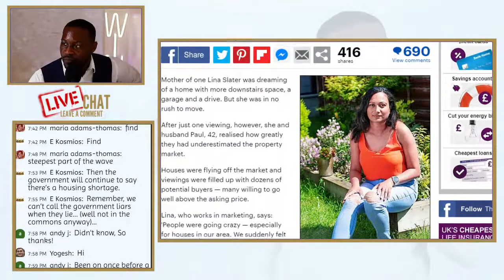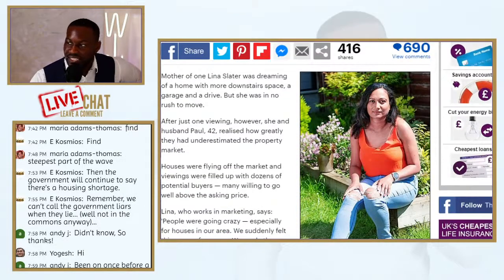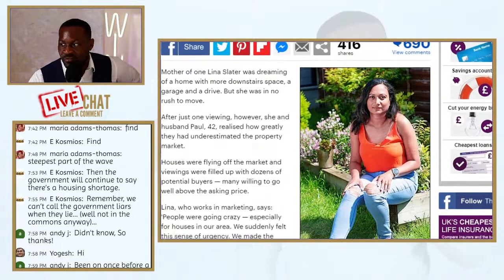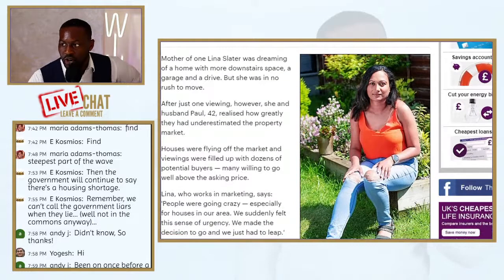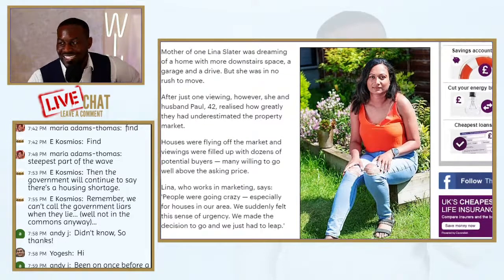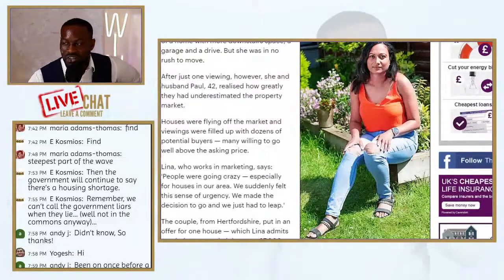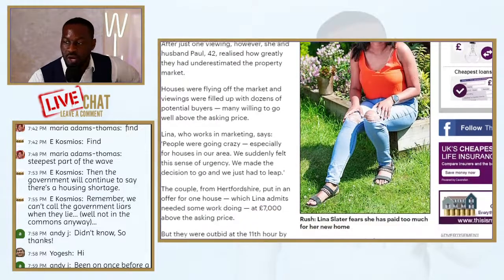Let's keep going. Mother of one, Lena Slater, was dreaming of a home with more downstairs space, a garage and a drive, but she was in no rush to move. After just one viewing, however, she and husband Paul, 42, realized how greatly they had underestimated the property market. Houses were flying off the market and viewings were filled up with dozens of potential buyers, many willing to go well above the asking price.